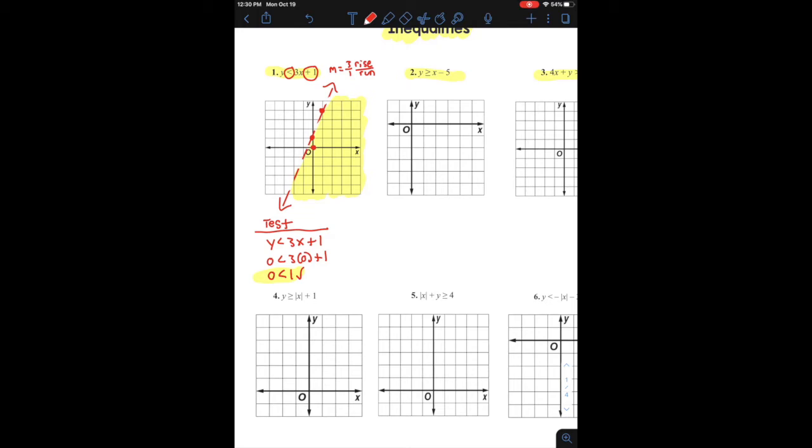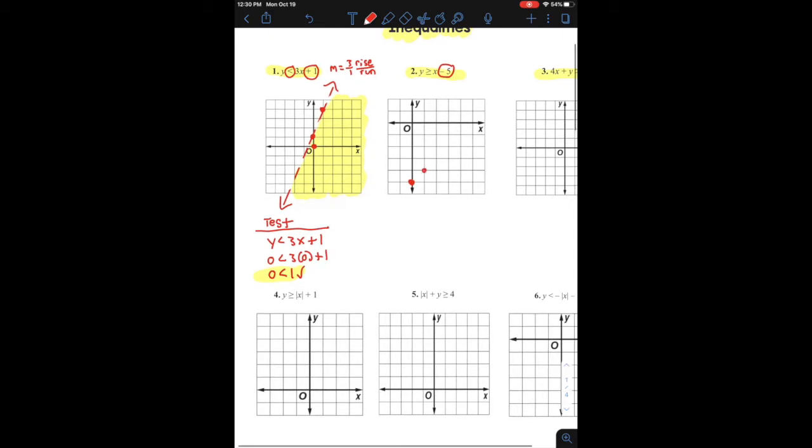On number 2, notice that we have a greater than or equal to sign. So this line would be a solid line. It's already in slope-intercept form for us, so we'll start at -5 on the y-axis, and then use the slope of 1 to graph our second point. A slope of 1 will tell us to rise 1 and run 1 on the coordinate plane, in which this would be our line. Again, it is a solid line because we have a greater than or equal to sign. Every ordered pair on this line is a solution to that inequality.